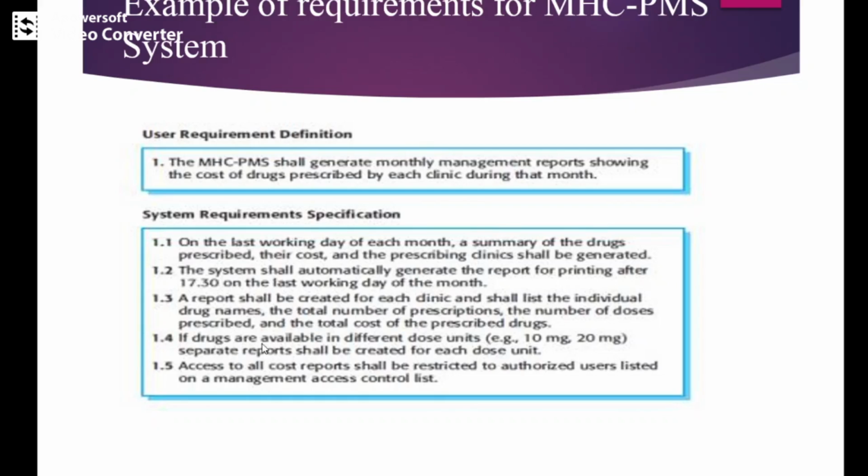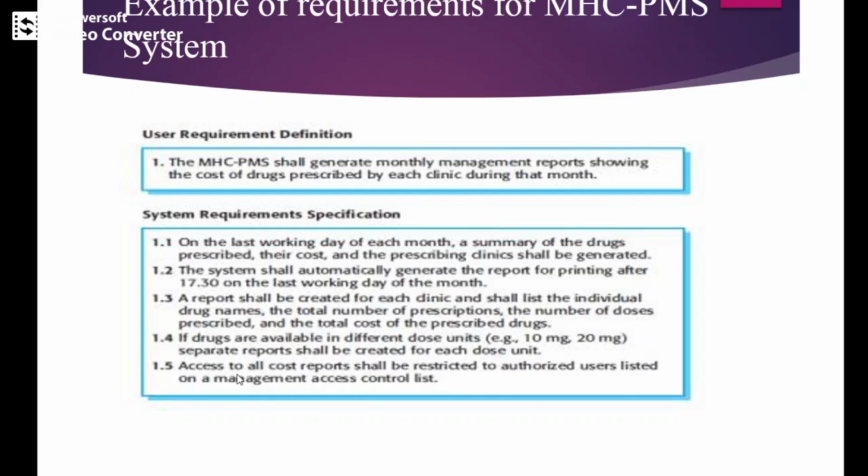1.4. If drugs are available in different dose units. Now here the number of doses of the drug is also specified. If drugs are available in different dose units, for example 10 mg, 20 mg, separate reports shall be created for each dose unit. Based on the doses, a separate report will be created.